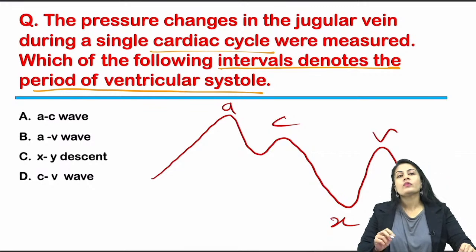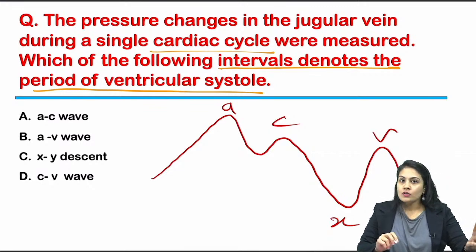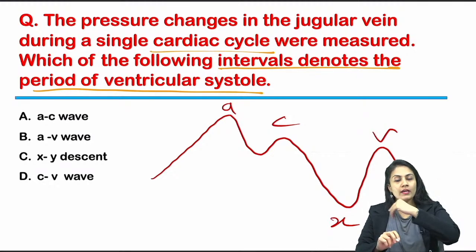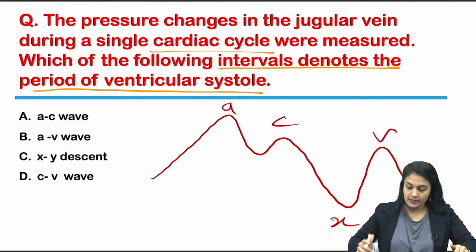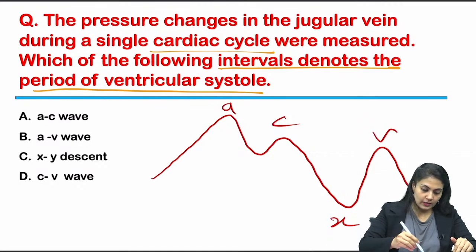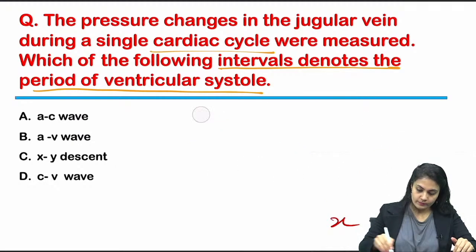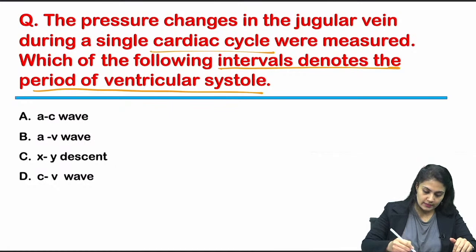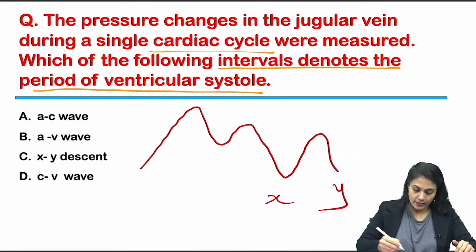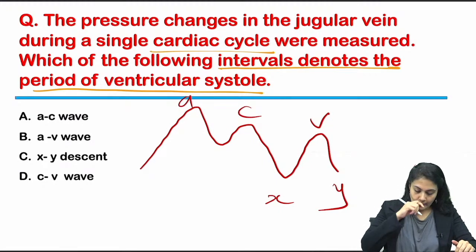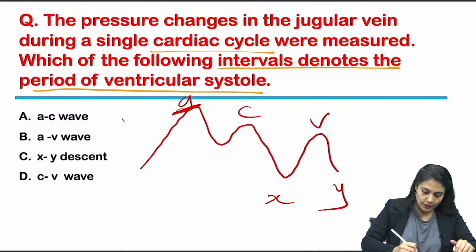Now remember, there are three waves, two descents. A, C, V are the waves, positive upstrokes. X and Y are descents, right? Over here, I'll just draw it. X and Y is going to be the descent. Smaller one so that you can see X and Y. Alright, so A, C, V. Now please remember A for atrial contraction.